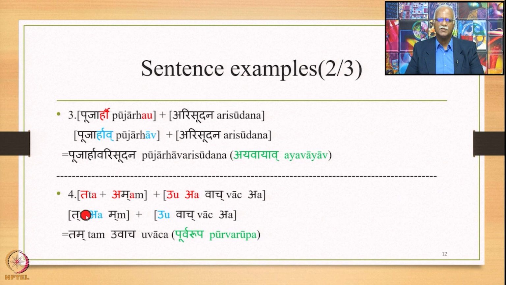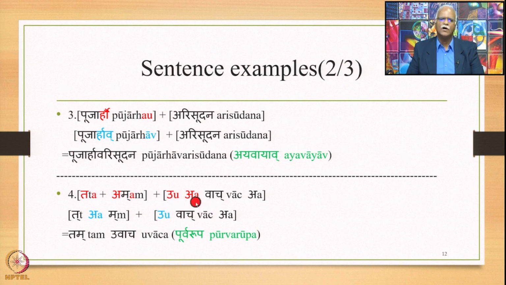Similarly, tam uvacha Rishikeshaha. So tam is derived in this manner, ta plus am, and uvacha is derived in this manner, u, a, vach and a. Internal prakriya happens. We are not going into the details of all these. Suffice it to say that there is samprasarana taking place.